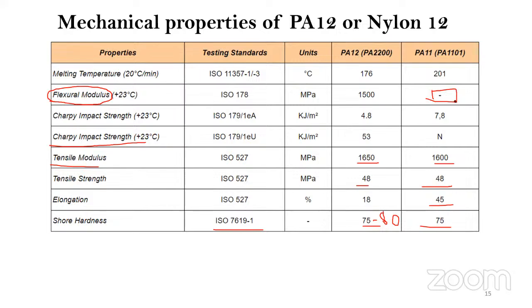If I bend that material, how much energy is required for me to bend that material? That we measure, the flexural modulus. But when you release the force, it will return to the straight position.